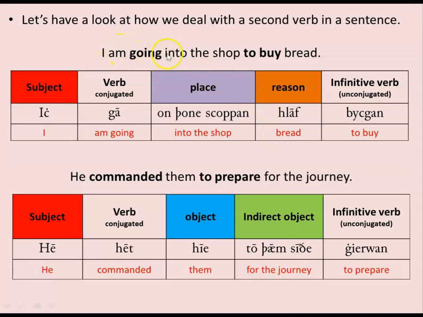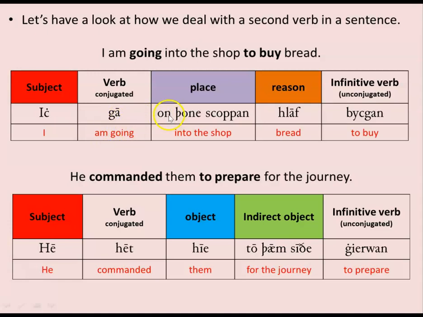I am going into the shop to buy bread. Okay, I am going into the shop to buy bread. Ich ga on thona shoppen halaf bujan. Okay, ga is go, first person present tense singular, I go. That is what's happening in the present, so I am going.